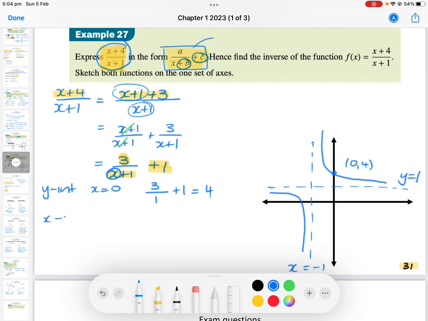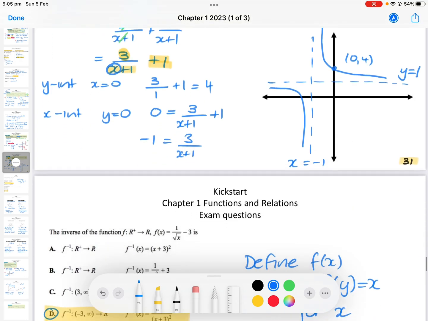For the x-intercept, y is 0. So we're going to get 0 = 3/(x + 1) + 1. So we'll take 1 each side. Now I'll multiply this x + 1. I'm going to grab it and multiply it over here, and that's going to give me -x - 1 = 3. So add the 1, -x = 4, so x is -4. Does that look right? Probably. Let's label it with coordinates. (-4, 0). Okay, so that's good.